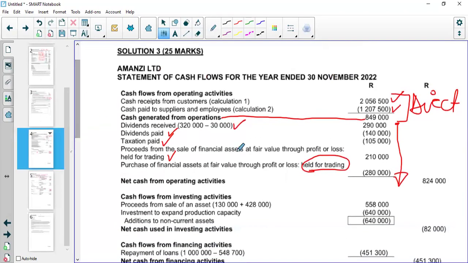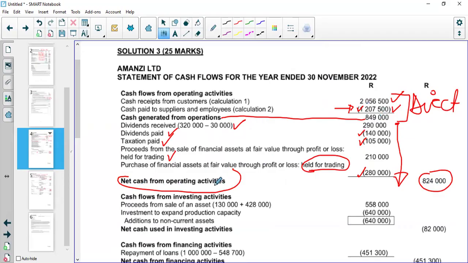Now let's go to, where are we now? So now we can say this is the net cash from operating activities. That is what we have. Also, don't forget the brackets. For an outflow, it's then bracket. So this is an outflow. It's an outflow. It's an outflow. For an inflow, you just leave it as it is.